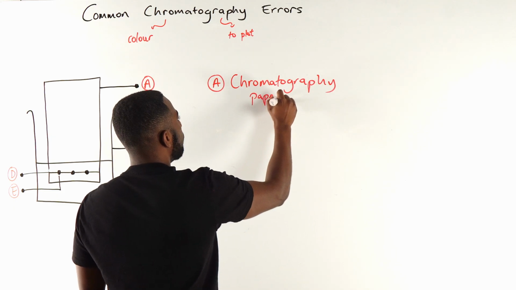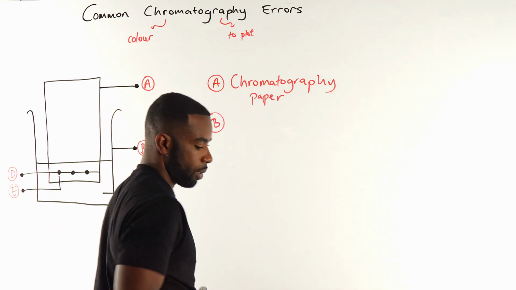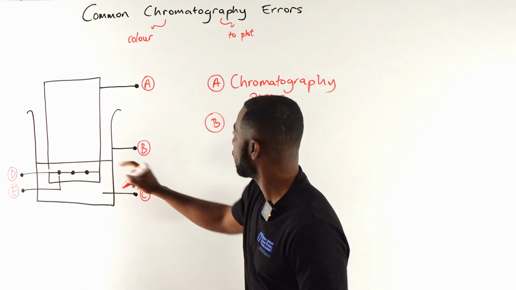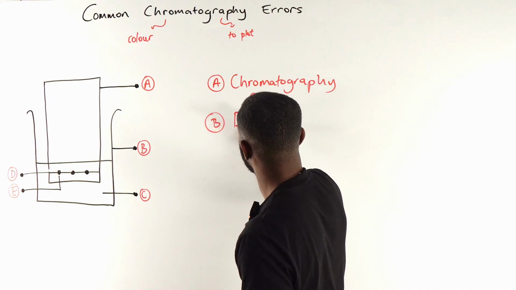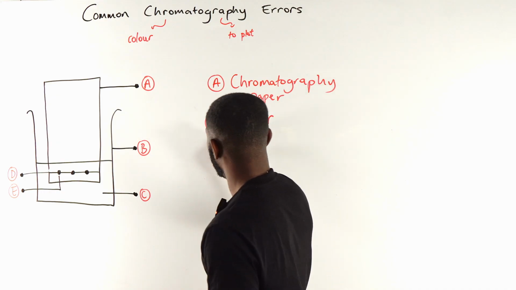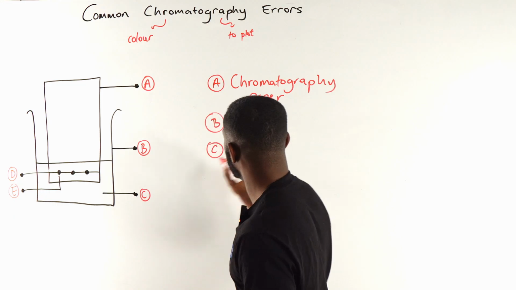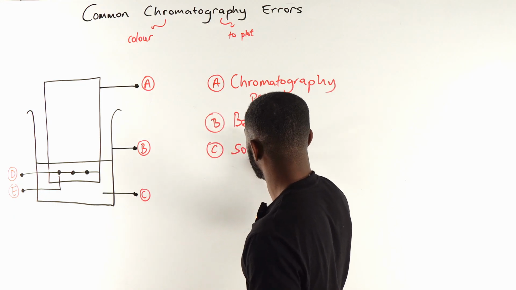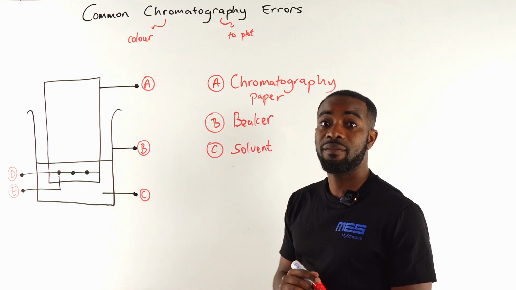And let's have a look at what B is. See if you can beat me to it before I get there. B over here is just a beaker to hold our solvent. And C over here is the solvent itself. Remember, the solvent is your mobile phase.